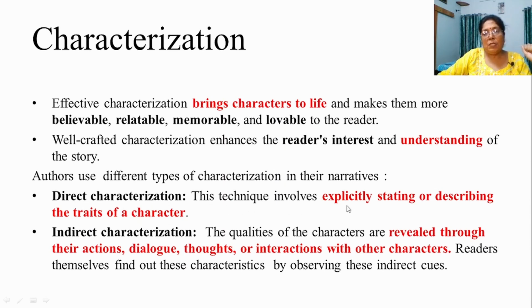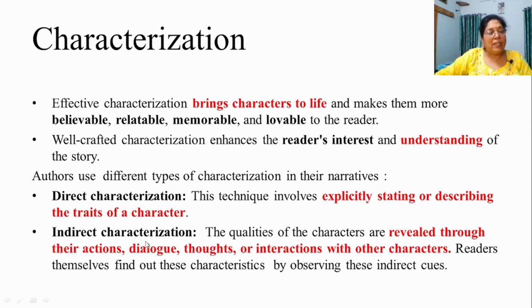This technique involves explicitly stating or describing the traits of a character. Here, the writer himself is talking about the character. For example, there is some protagonist in the story, and the writer himself is talking to the reader, narrating the qualities and the personality of the characters. This is direct characterization. Direct characterization means the writer himself is talking to the reader and telling about the different characters. This is the direct way of characterization.